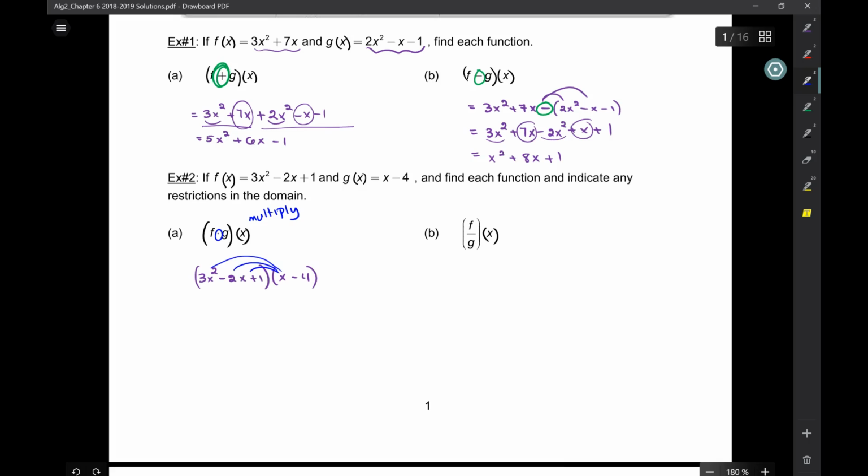Can you do synthetic division? No, because we're not dividing here. We're multiplying. Okay. Oh, sorry. Okay, so here, when I distribute the x, I'm going to get 3x cubed minus 2x squared plus x, and then I'm going to distribute the negative 4. So negative 12x squared plus 8x minus 4.